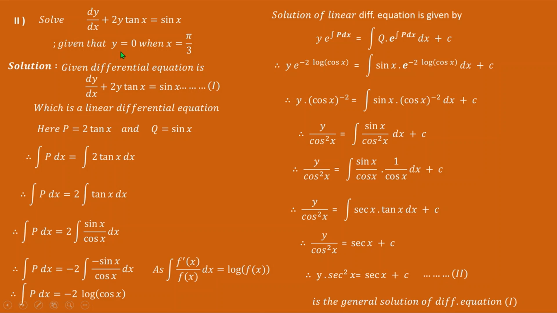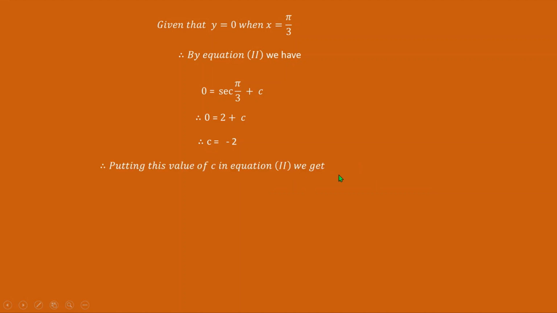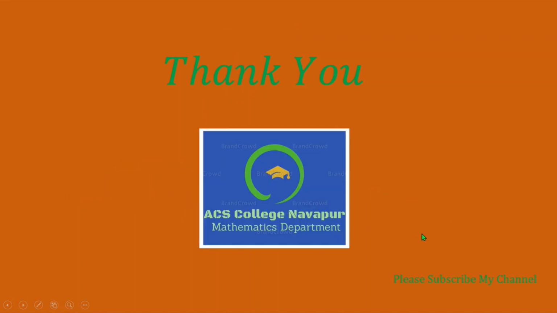Now he has given that y is 0 when x is pi by 3. So put y equal to 0 and x equal to pi by 3 in this equation 2. We get 0 is equal to sec pi by 3 plus c. Value of sec pi by 3 is 2, so we get 0 is equal to 2 plus c, so c is equal to minus 2. Now put this value of c equal to minus 2 in equation number 2, we get y sec square x is equal to sec x minus 2. And we put here the particular value of c, so this is the particular solution of the given differential equation 1.